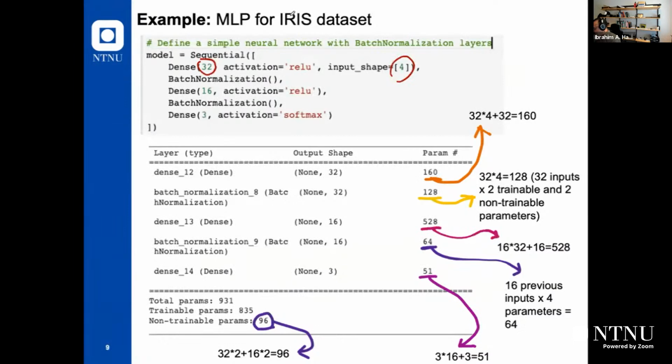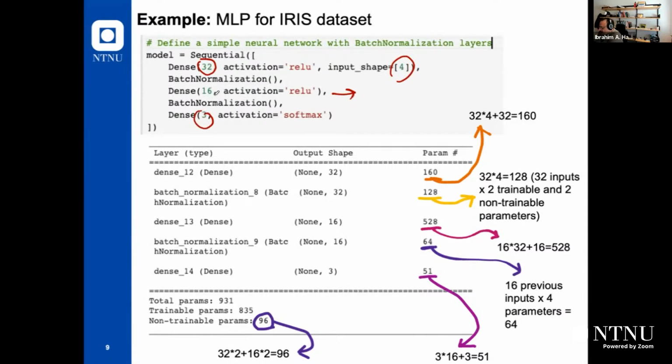And the target feature is one of the 3 classes. So I will use ReLU. I will use batch normalization between the first dense layer and the second dense layer. The second dense layer has 16 units, ReLU also. And the output layer will be 3, because we need to classify each example into one of those 3 classes. So I used batch normalization between each 2 hidden layers.